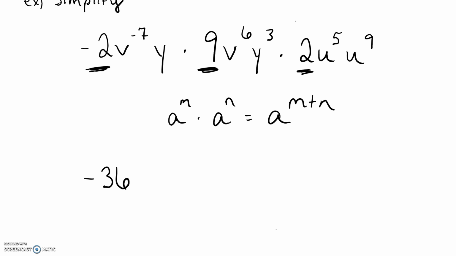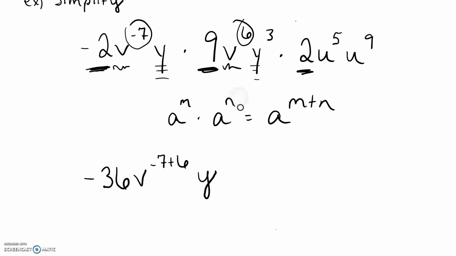Okay, now let's take our first variable v. We have two v's in our problem, so you're going to add -7 plus 6. Okay, let's take our next variable, y. There's a y, there's a y. Since we're multiplying, we'll add those exponents. Now we don't see an exponent on this y, so it is assumed to be 1 if you don't see one. So 1 plus 3.